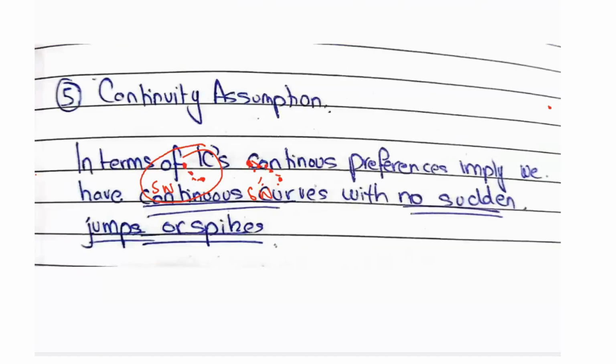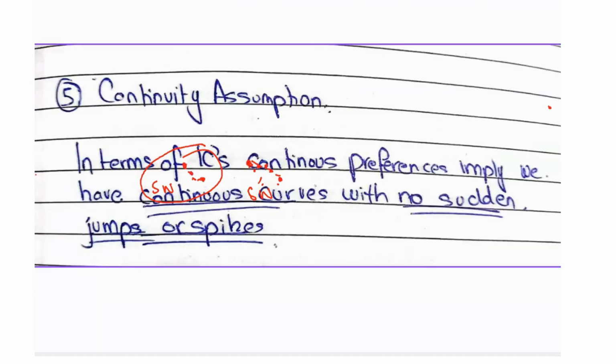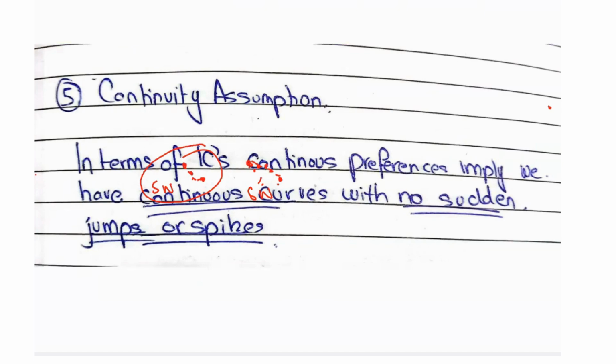So the last assumption is the continuity assumption. What does this imply for ICs? Continuous preferences imply we have continuous curves with no sudden jumps or spikes, right? So we're going to plot continuous curves with no sudden jumps. So we looked at what each of the 5 properties implies in terms of the shape of our ICs.